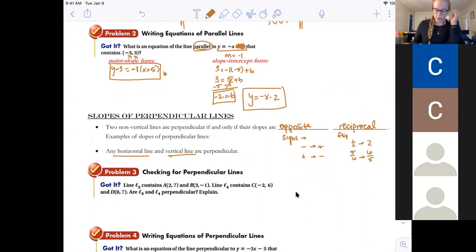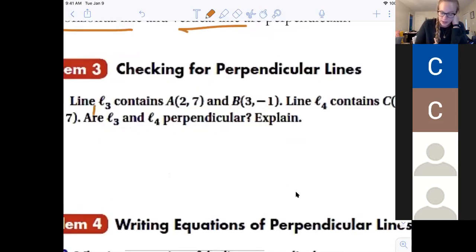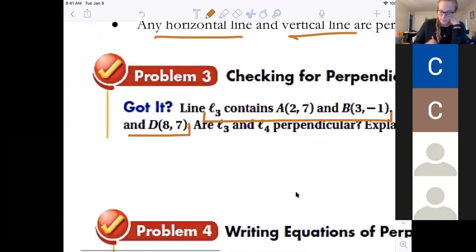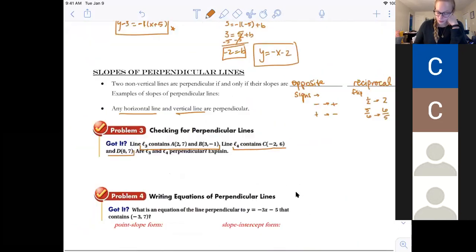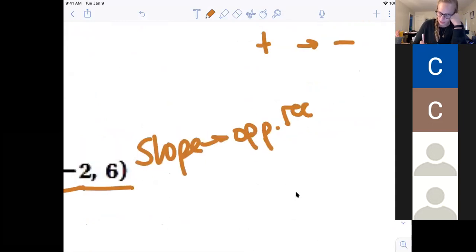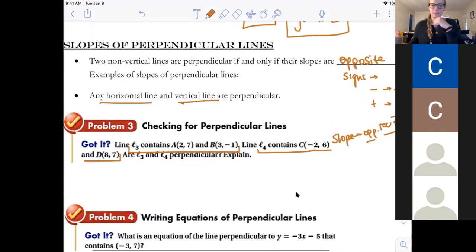All right, now we need to find if these lines are perpendicular. So just like last time, we're going to split up the work. Girls, again, you're going to find the slope of L3. And then boys, you're going to find the slope of L4. Then we're going to compare the answers. So you find the slope. We want to know if the slopes are opposite reciprocals of each other. So take a second, find your slope.